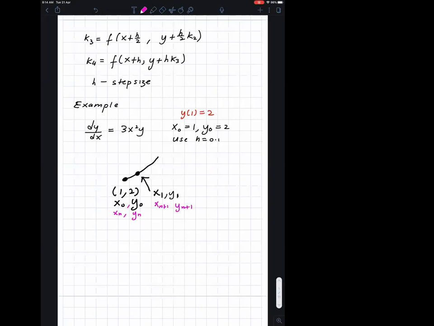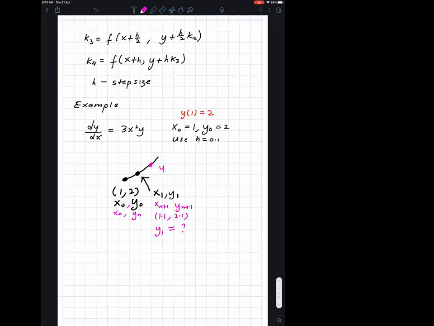So if the step size is 0.1, then the next point is going to be here, 1.1, because the initial point is 1, right? 1 plus 0.1 is 1.1. The y initial point is 2, and 2 plus 0.1 is going to be 2.1. This will give you y1. Once you choose your x1, then you can find y1. Then you can go ahead and find other points.